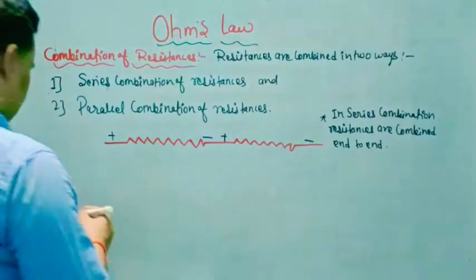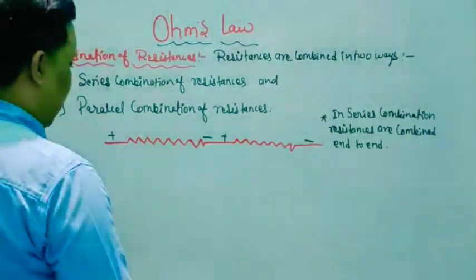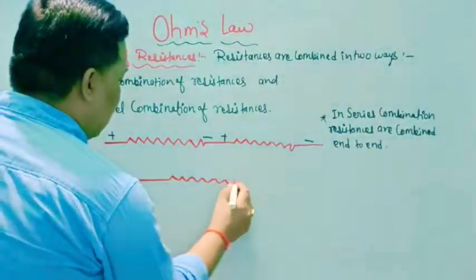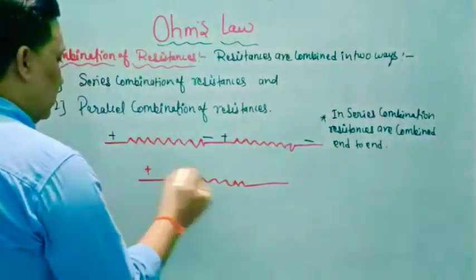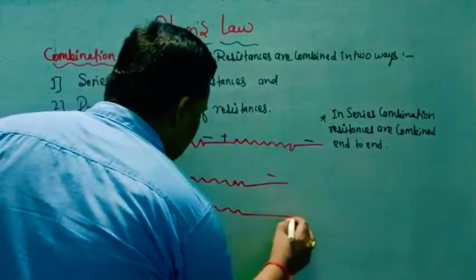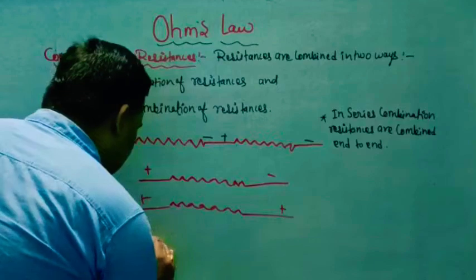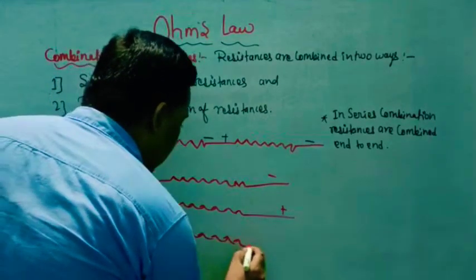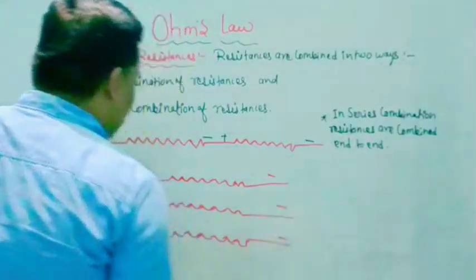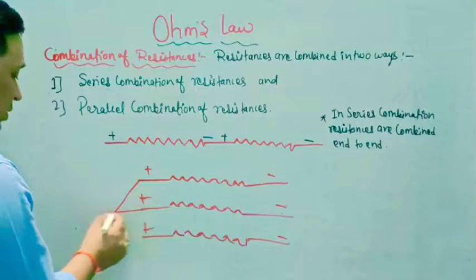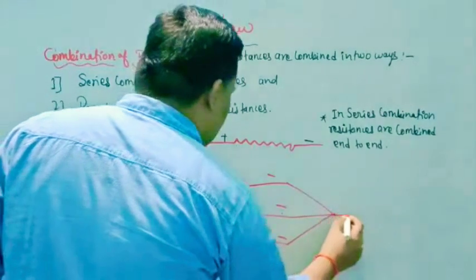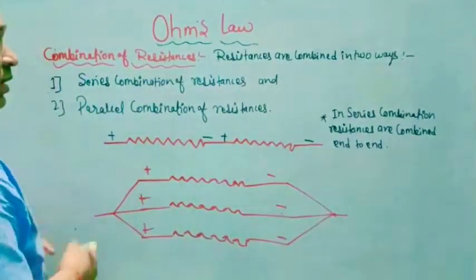Now in parallel combination, same ends are combined together. Suppose there are two or more resistances like that: positive, negative, another one, again positive, negative. So same ends: all positive ends are combined together, all negative ends are combined together. Such kind of combination is called parallel combination.